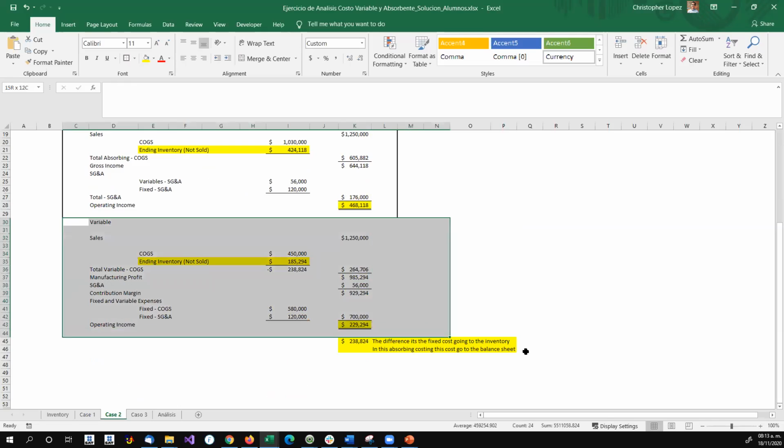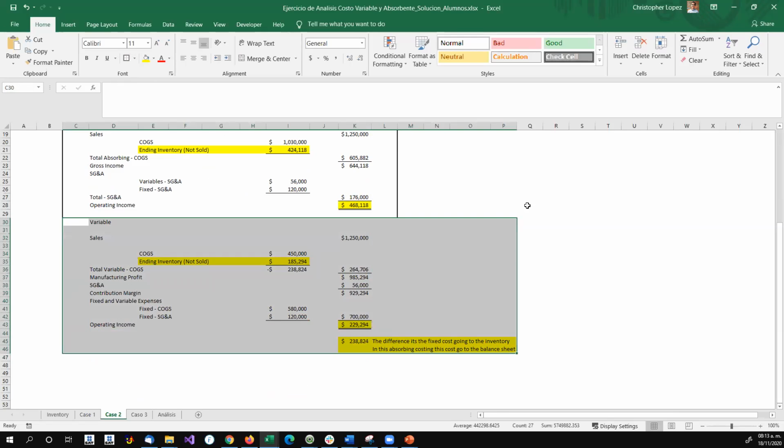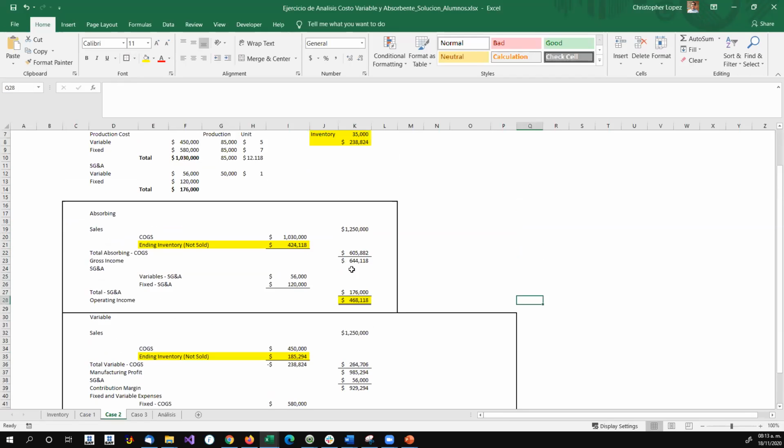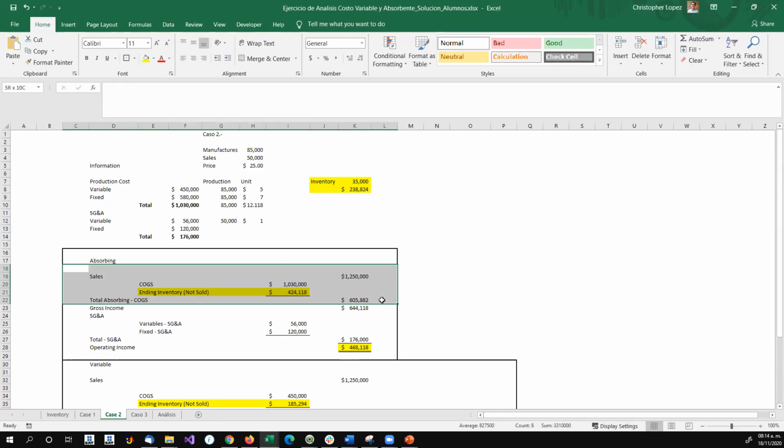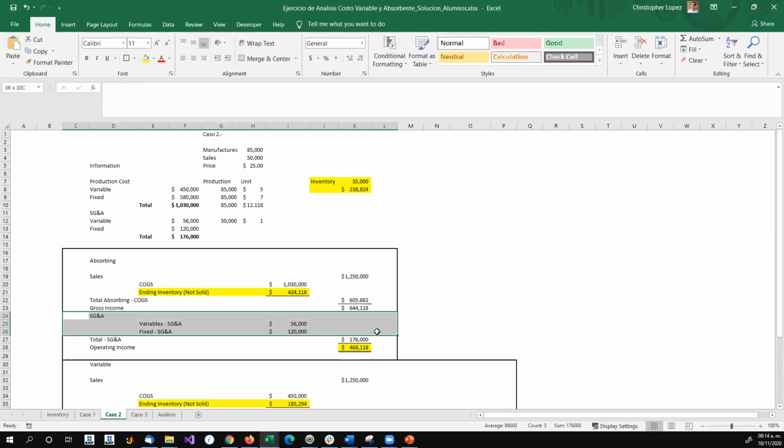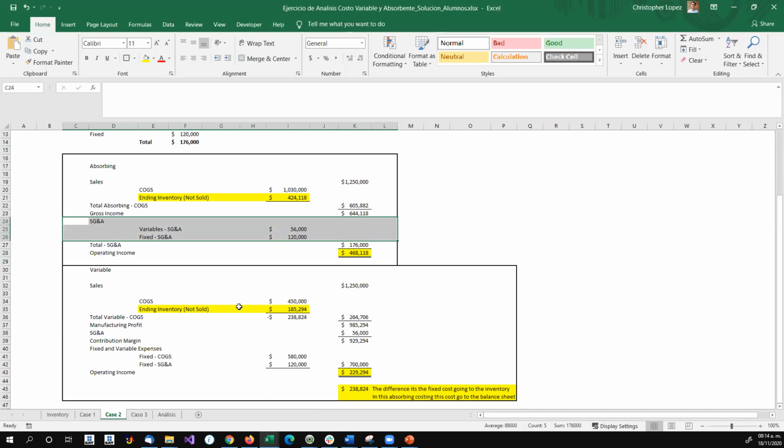So now let's see the variable, okay? The variable is the same, but with one minor difference. The minor difference is that while in the absorbing cost we have the separation by function, that is production cost, and then operating or period expenses, in the variable cost we're going to do the separation not by the function of the cost or the expense, but by the behavior of the cost or the expense. That is, whether it is a fixed cost or a variable cost, a fixed expense or a variable expense. Okay, that's the difference.